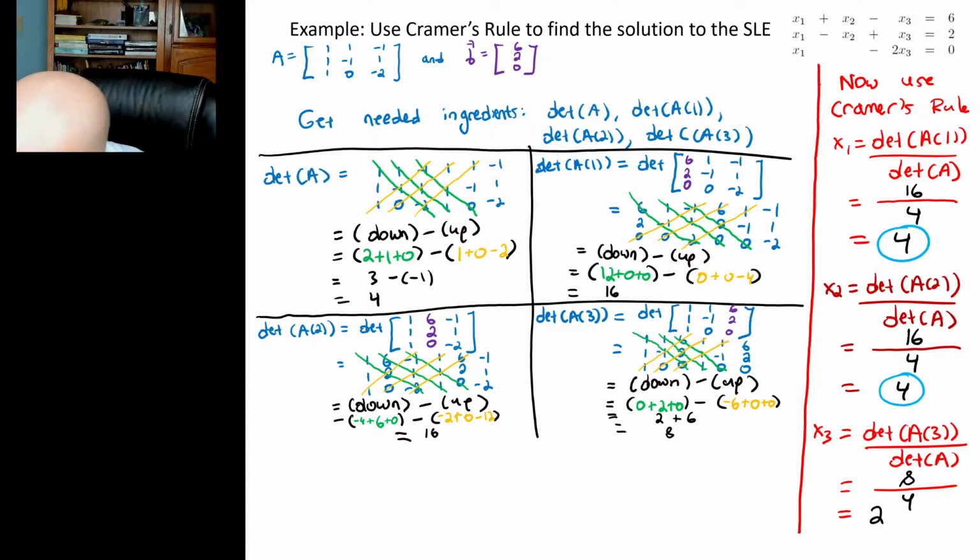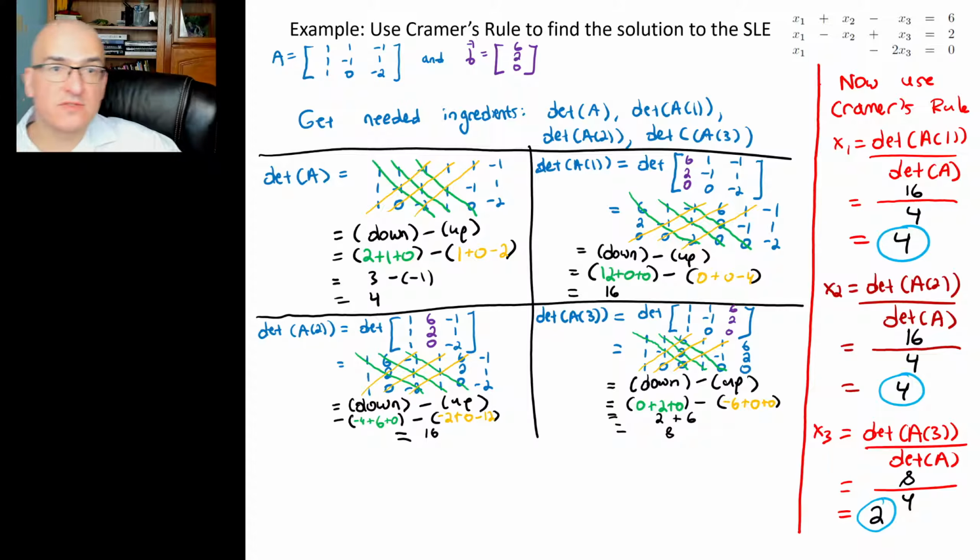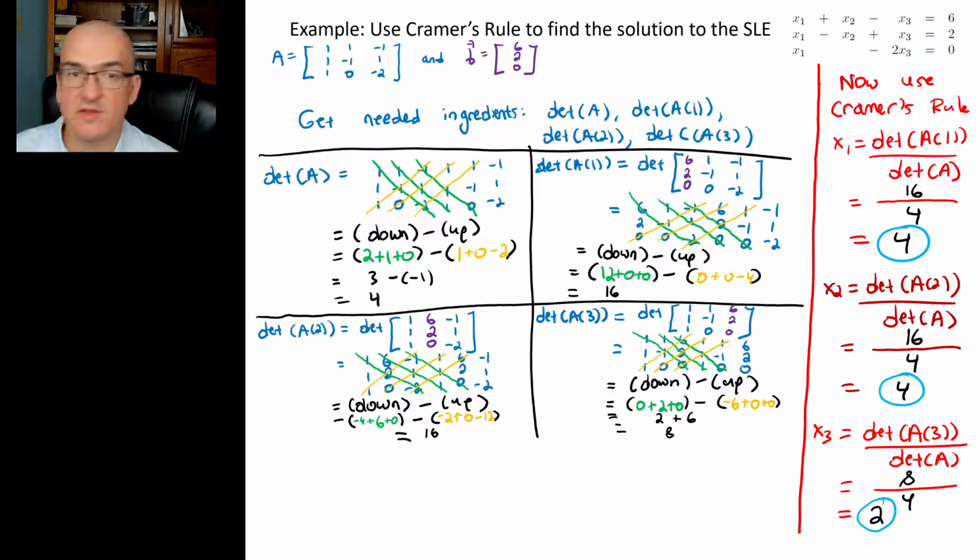How do you check? Well, let's check if row 1 is true from the original system of linear equations. x1 plus x2 minus x3 is equal to 6. So 4 plus 4 minus 2, 8 minus 2 is equal to 6. It worked, and we can check the other rows as well. We'll look at some more examples in the next video.